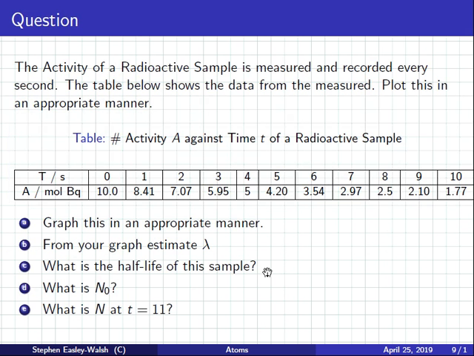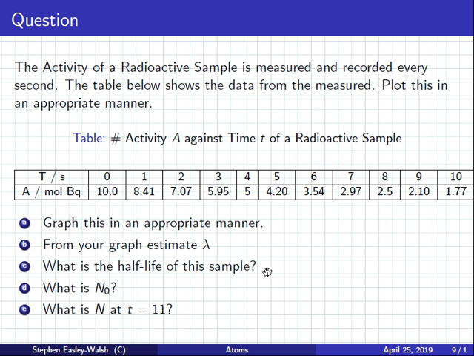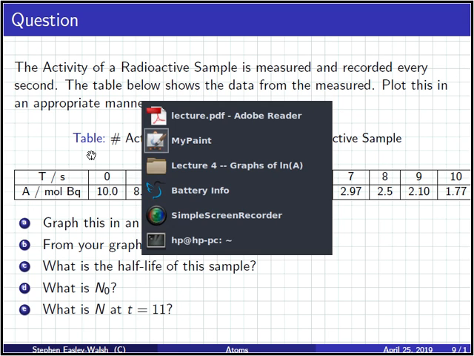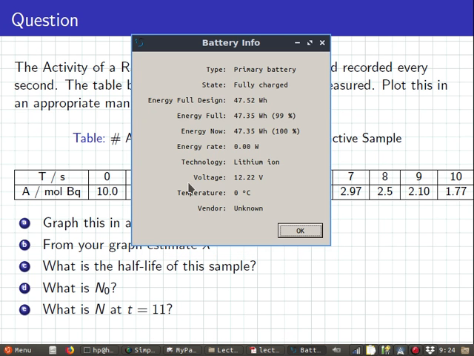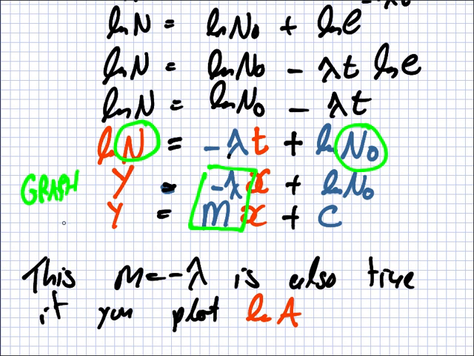Right. Let's see. I have two examples. So let's have a look at the first one. We have time, and we have activity in mole becquerels. First, graph it. Before I graph it, what do I need to do first? Log. I need the log, yeah. So let's open up our Office program.